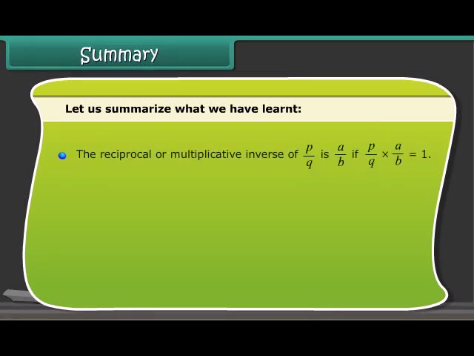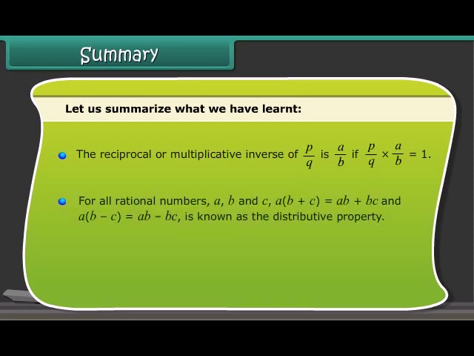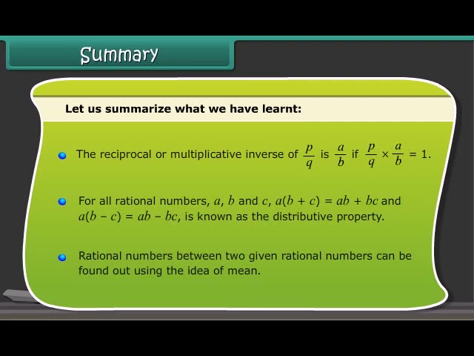The reciprocal or multiplicative inverse of P upon Q is A upon B if P upon Q into A upon B is equal to 1. For all rational numbers A, B and C, A into B plus C is equal to AB plus AC and A into B minus C is equal to AB minus AC, known as the distributive property. Rational numbers between two given rational numbers can be found out using the idea of mean.